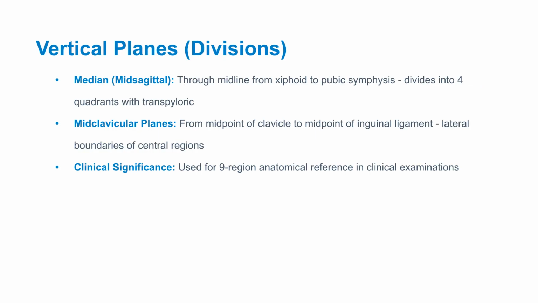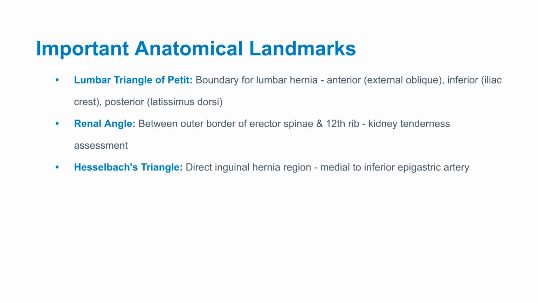Vertical planes are the median, which divides the abdomen into 4 quadrants, and the midclavicular planes, which define the lateral boundaries of the central regions. These are crucial for clinical reference. Important anatomical landmarks include the lumbar triangle of Petit, a common site for hernias. The renal angle is used for kidney tenderness assessment, and Hesselbach's triangle is the region for direct inguinal hernias.